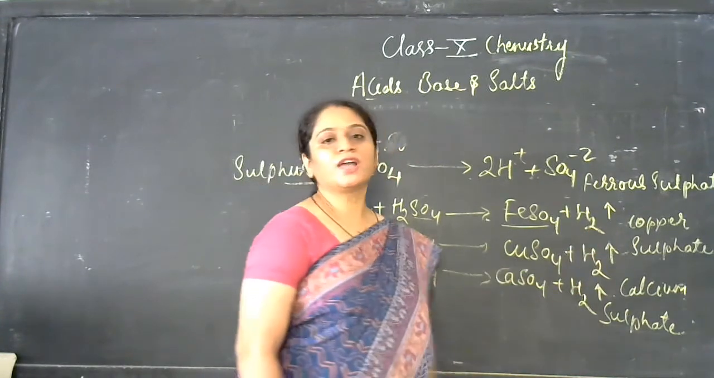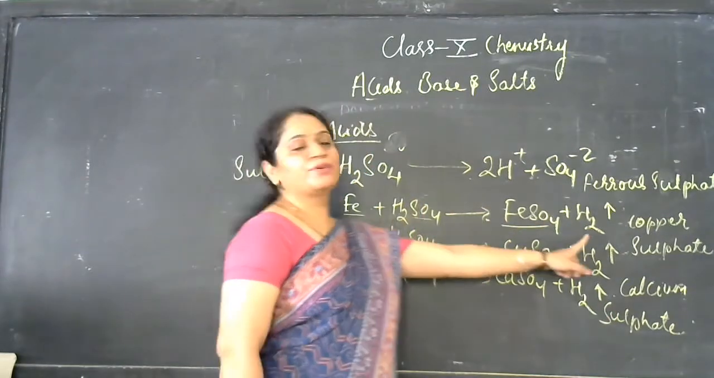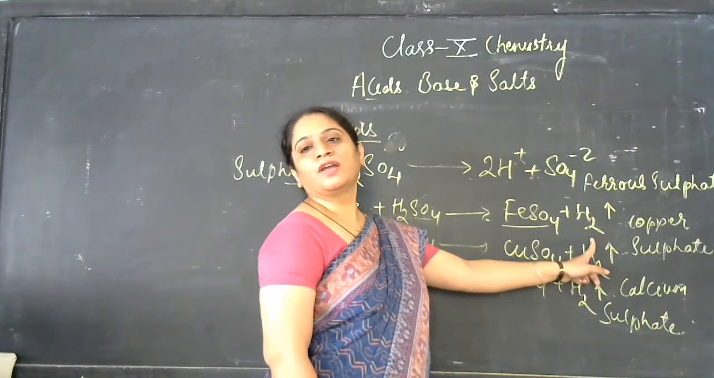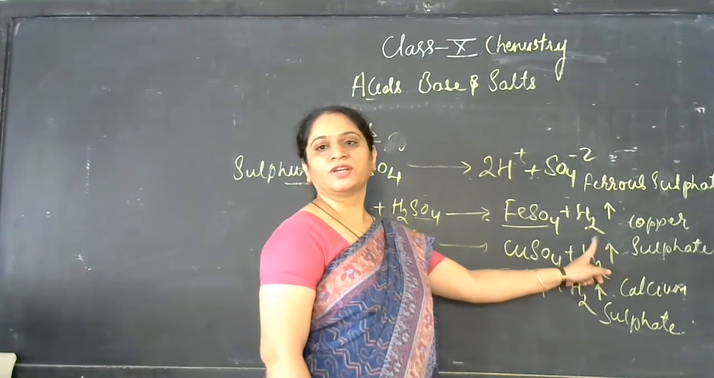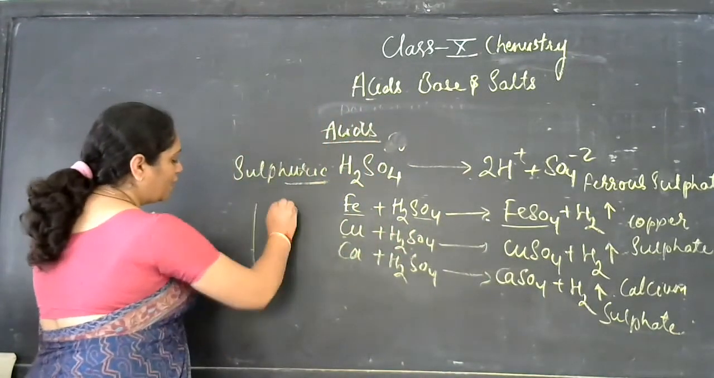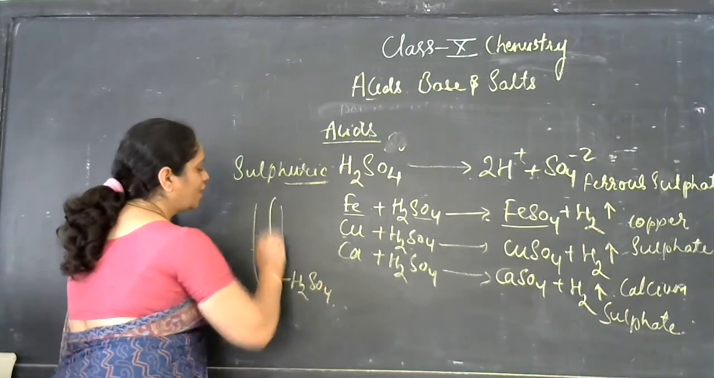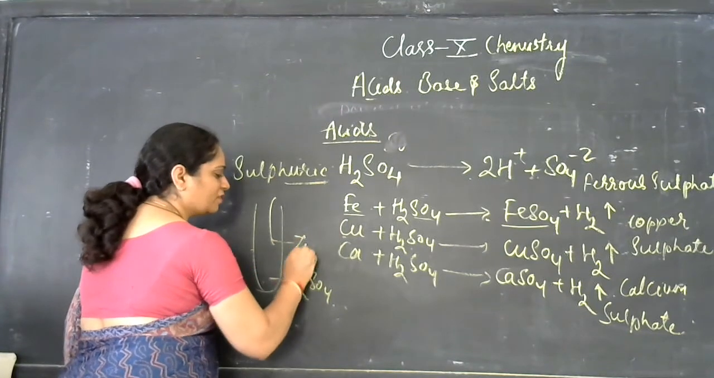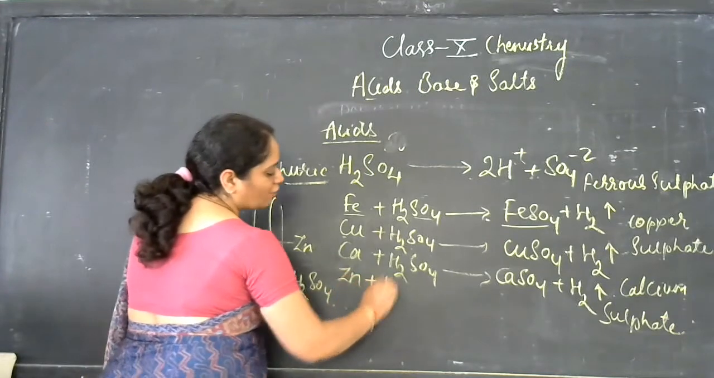When this hydrogen gas is produced, it can burn with a popping sound when we take a burning candle in front of it. If we place a burning candle in front of it, it is a pretty fun experiment. I take sulfuric acid, H2SO4, and add copper pieces, or I can add zinc metal to it. If I add zinc metal, what happens?